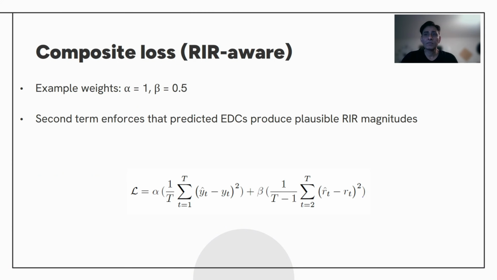In a second experiment, where we aim not only to predict EDC but also to reconstruct RIRs, we introduce a composite loss. The first term is the usual EDC MSE, while the second term penalizes mismatches in the reconstructed RIR magnitudes, as you can see in the formula. This encourages the network to produce energy decay curves that lead to physically plausible RIR magnitudes after reconstruction.